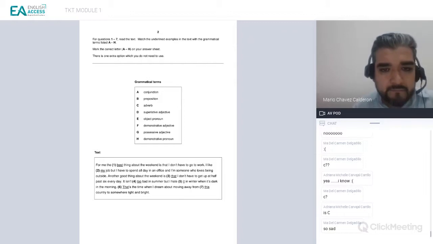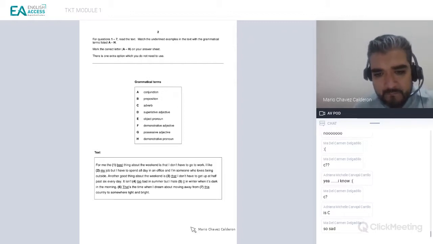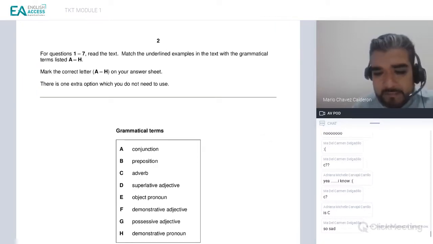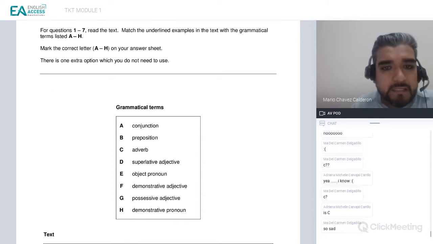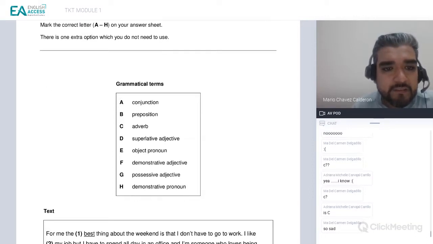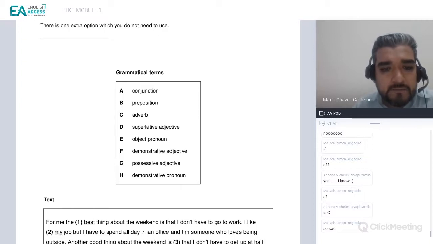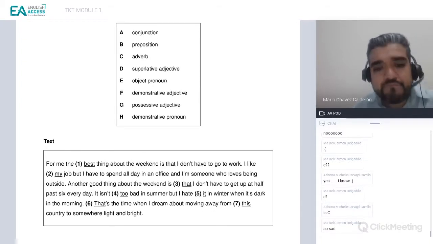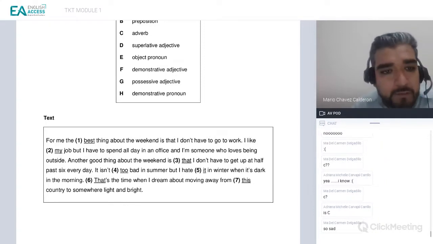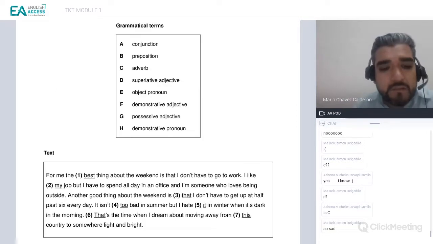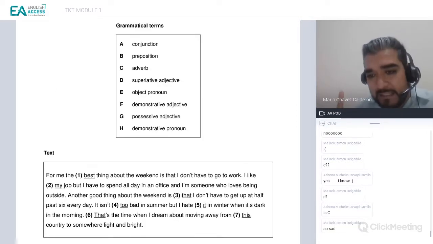Grammatical terms. You see? You have here some grammatical terms. It says, match the underlined examples in the text with the grammatical terms listed. You have these grammatical terms: conjunction, preposition, adverb, superlative adjective, adjective pronoun, demonstrative adjective, possessive adjective, demonstrative pronoun. And we have here the numbers 1 to 7. So we need to match the numbers 1 to 7 to the grammatical term. One is extra. There is one that we don't need to use.